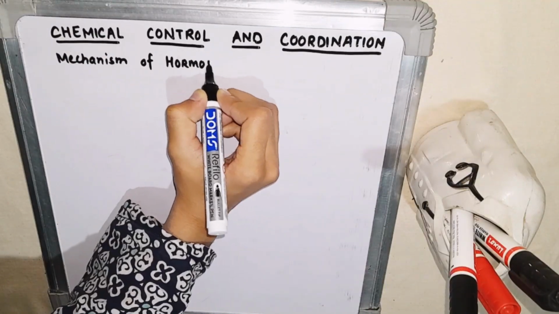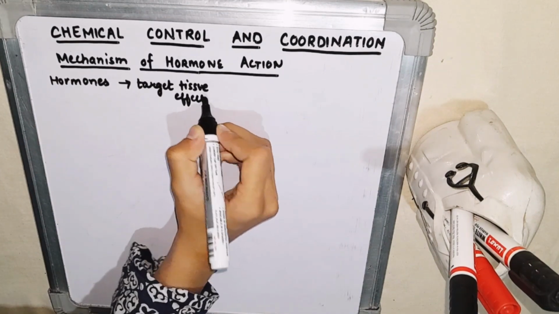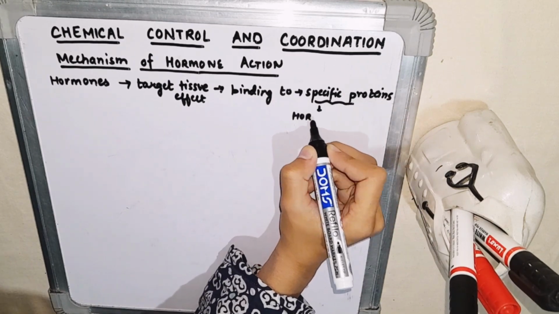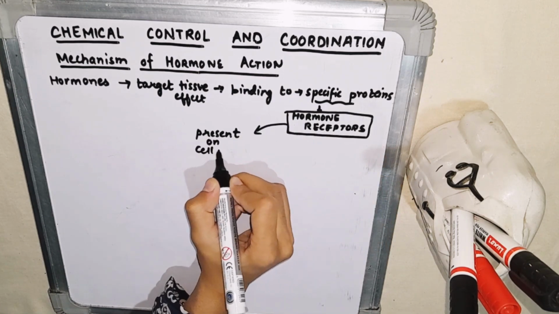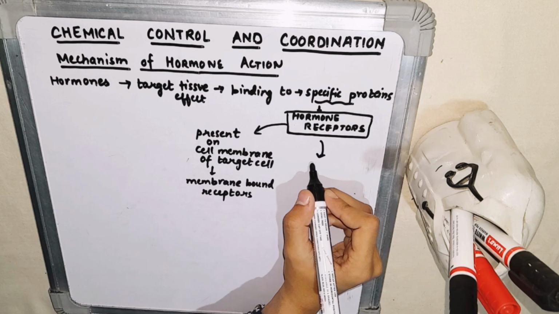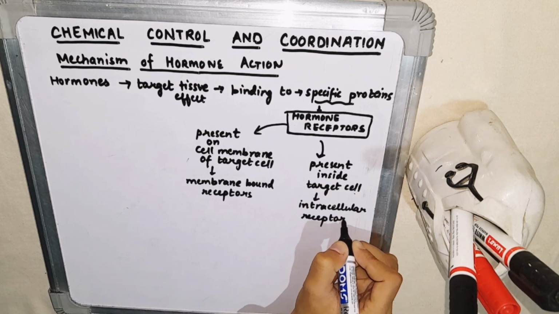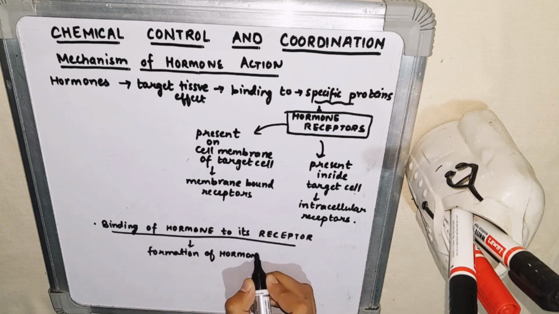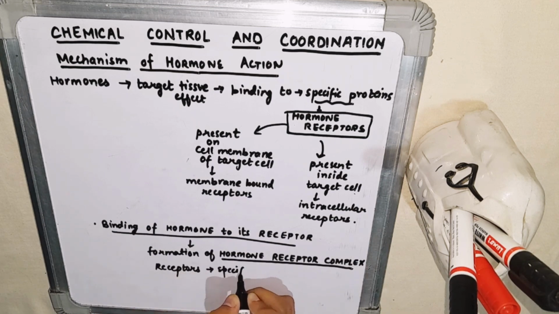Next topic is the mechanism of hormone action. Let's see how hormone action works. The hormones will first target the tissue by binding to a specific protein called the hormone receptor. When this hormone receptor is present on the cell membrane of the target cell, it is called a membrane-bound receptor. And when it is present inside the target cell, it is known as an intracellular receptor. Binding of hormone to its receptor leads to formation of the hormone-receptor complex. The receptors are thus specific.